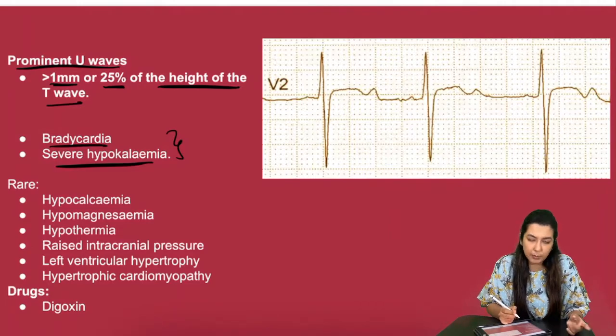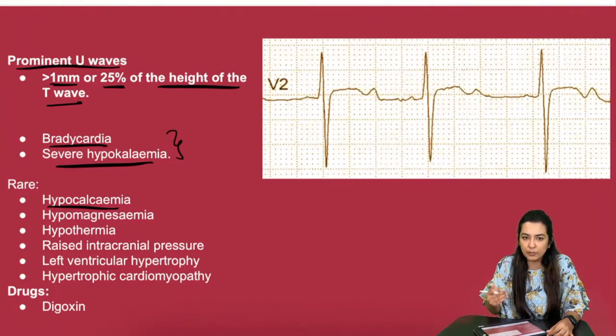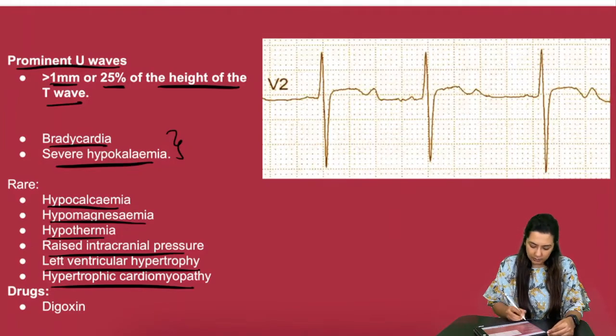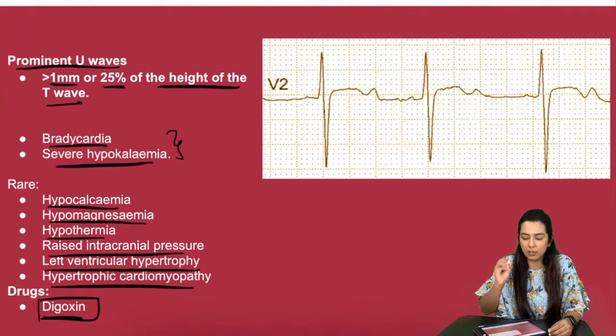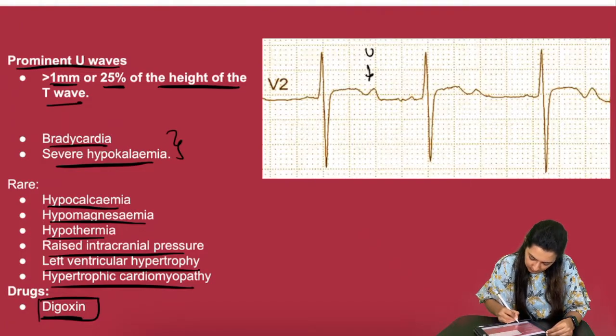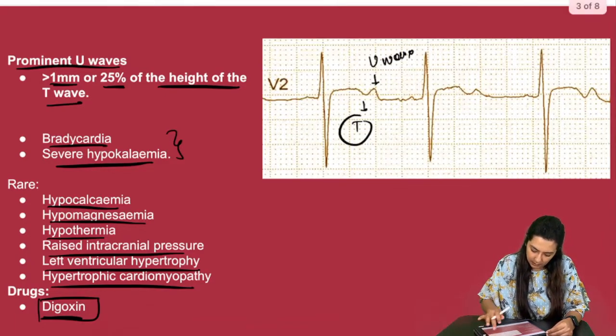There are rare causes, so remember hypokalemia and hypocalcemia. Mostly the ECG changes for both will be the same, but the U wave is rare in hypocalcemia. Then there is hypomagnesemia, which can lead to hypocalcemia and hypokalemia. Also hypothermia, raised ICT, left ventricular hypertrophy, and HOCM. One important cause is digoxin; I added this because it is an important drug. Now you can see this is your U wave, after the T wave. This is your T wave. I hope this is clear.